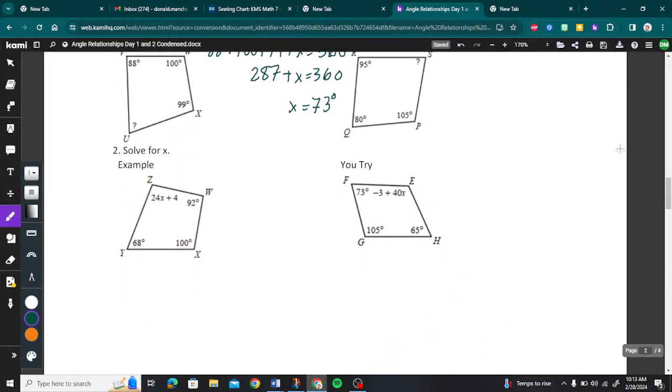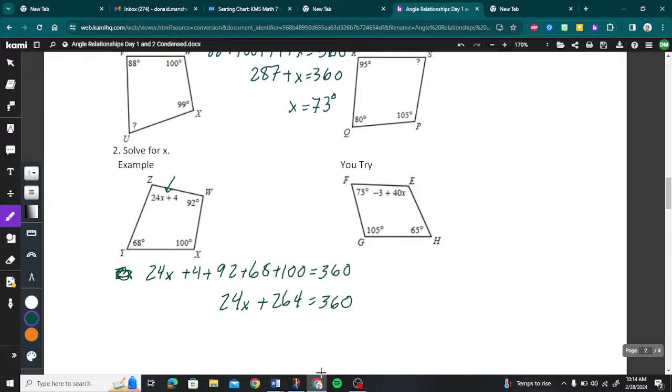Now, again, we can make this a little bit trickier by saying let's solve for x instead. So right here, we've got an expression: 24x plus 4 plus 92 plus 68 plus 100 equals 360. So 4 plus 92 plus 68 plus 100, that gives us 264. So 24x plus 264 equals 360.